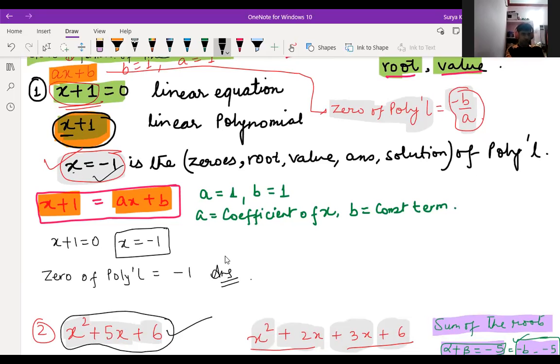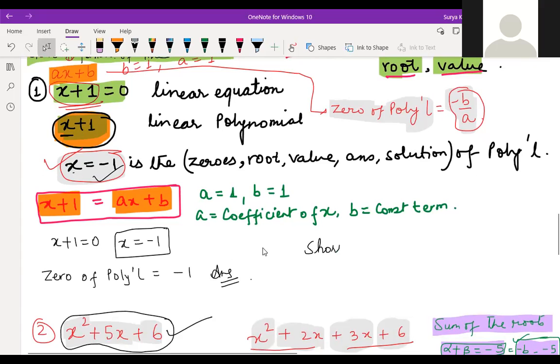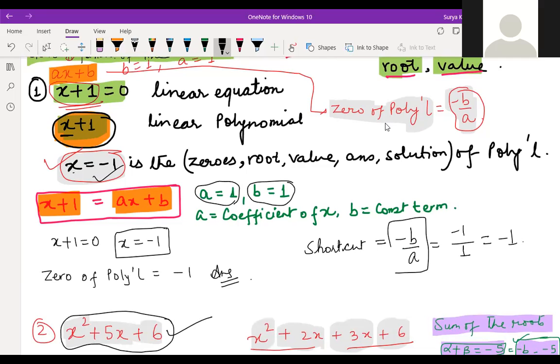We just discussed the linear polynomial. Now a shortcut, this is also useful for you. If you are finding the zero of a linear polynomial, it is minus b by a. What is minus b? Minus 1 divided by 1. See here, b is equal to 1 and a is equal to 1. So minus 1 by 1, we directly get the answer as minus 1. Is it clear, children? Minus b by a, remember this.